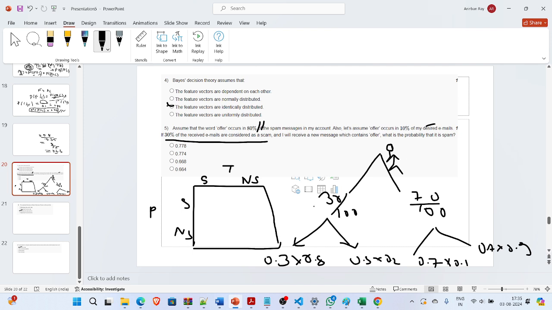The spam probability is this one, right? Given that 30% are spam, I receive a new message which contains offer. We have given that we have a new message which contains offer. So offer ones are this one, right? This is the offer situation, and this is the other offer situation.